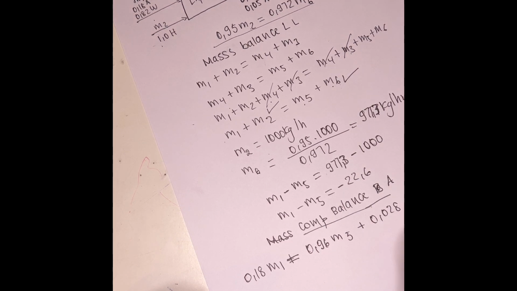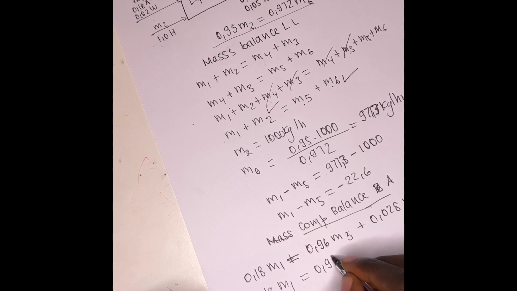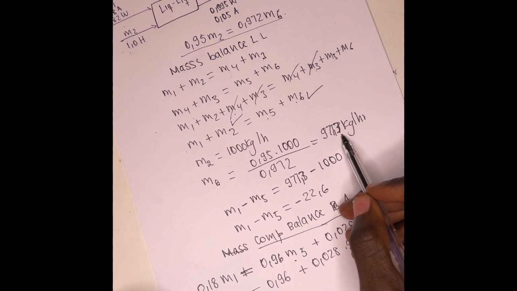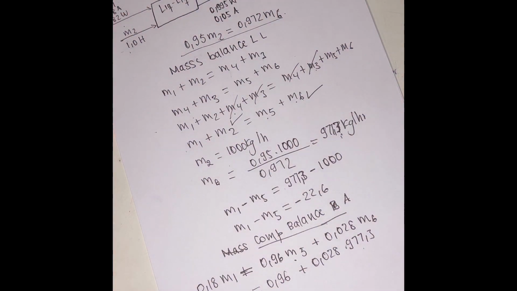But what is M6? We know already M6. You see, guys? So you're going to have 0.18 M1 equal to 0.96 M5. Do we know the value for M5? We don't know. Just chill, guys, you don't have to worry. Plus 0.028 M6. We know M6. What is the value of M6? We already found it is 977.3. This value. You see? Is that right? So from here, can I leave it and then you guys can solve, or should I solve it for you guys?